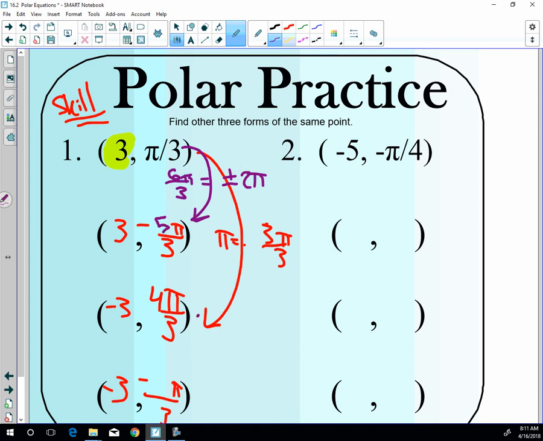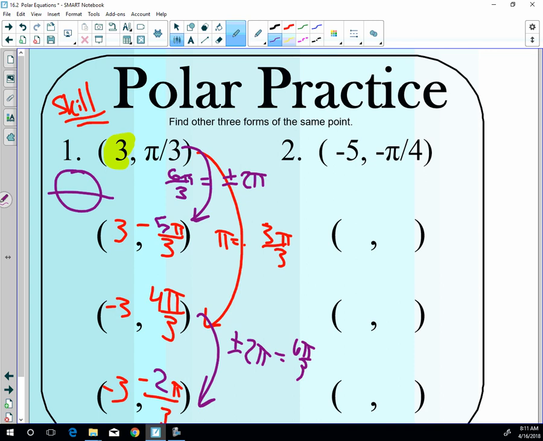Yep. Try this one. We're going to add or subtract 2 pi, which is the same as 6 pi over 3. So 4 pi over 3 minus 6 pi over 3 is negative 2 pi over 3.